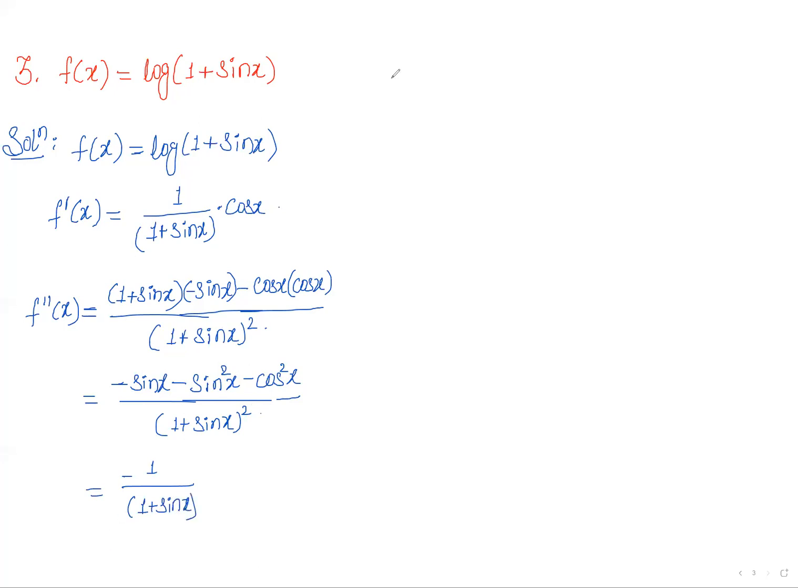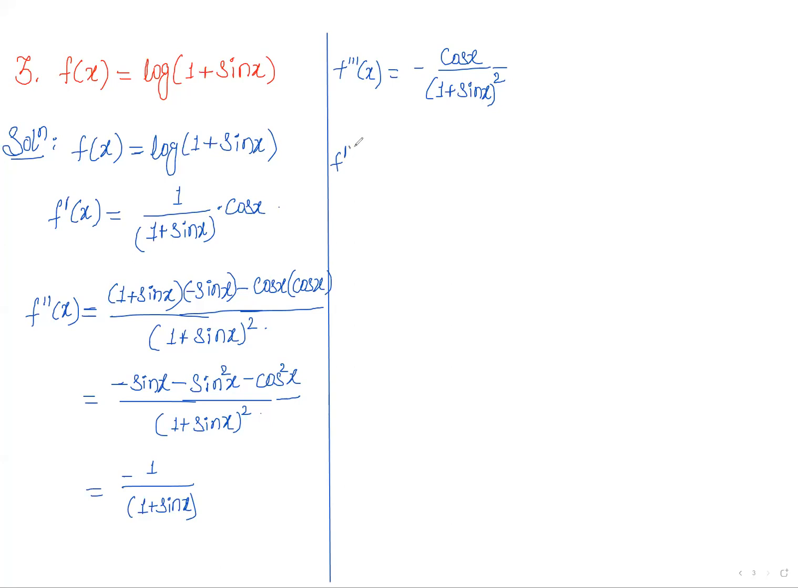Now tell me the third derivative. The third derivative of the given function is equal to minus 1 upon 1 plus sin x bracket square. The derivative of this function is cos x upon 1 plus sin x bracket square, with a minus sign, that is minus cos x upon 1 plus sin x bracket square.